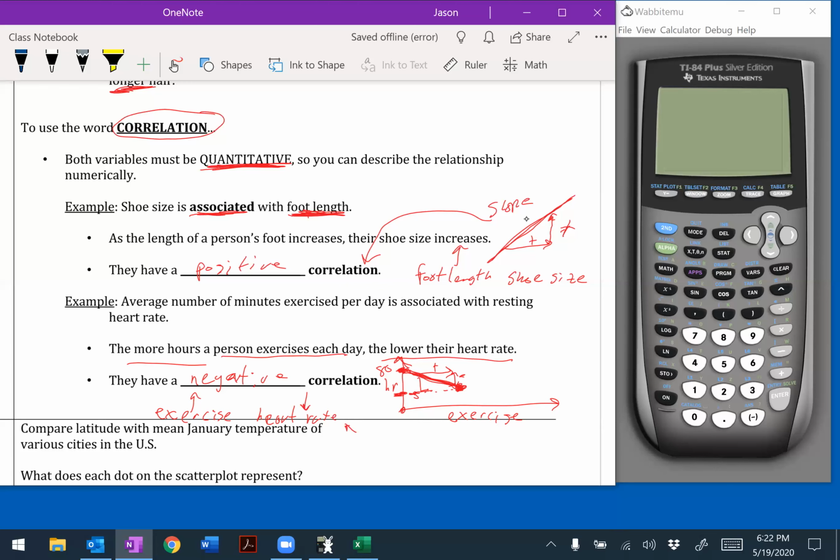Okay, and so if it's a negative correlation, then it's a negative slope. Okay, so the slope of this line is a negative slope. Okay, so here's a positive slope for this guy here. Okay, positive over positive, negative over positive. Okay, downhill trend.